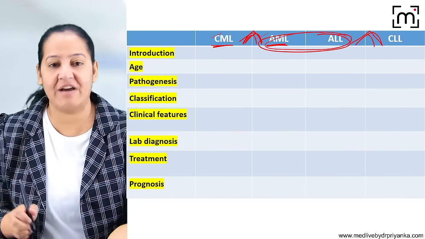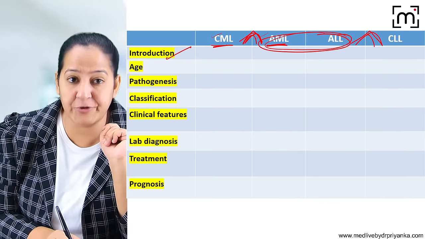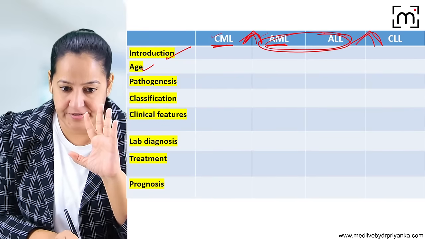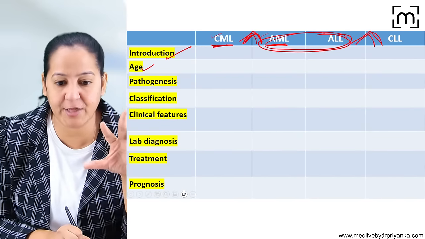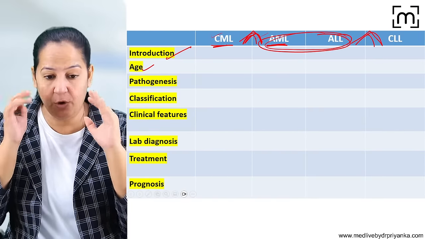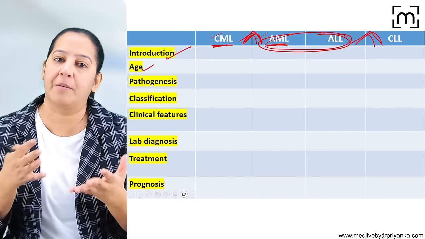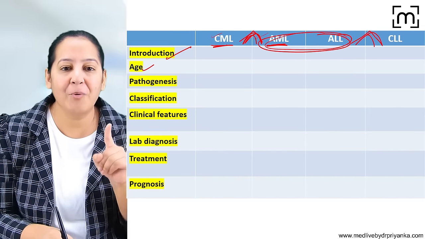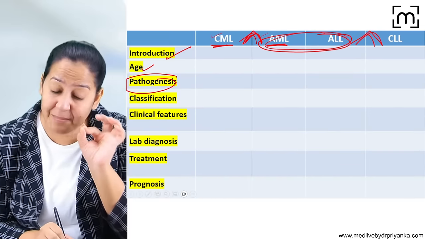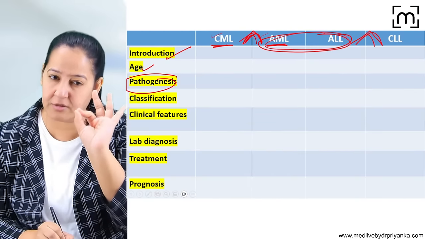Now in each of them, first I will let you know the definition. You should understand the age group is very different. You get MCQs that give you an age, and reading the age in your question will give you a differential diagnosis of which type of leukemia they are talking about. So you have to concentrate on the age. Age is always important. The most important is the mutation. Which exact mutation is there in each of them? You have to learn the mutations.